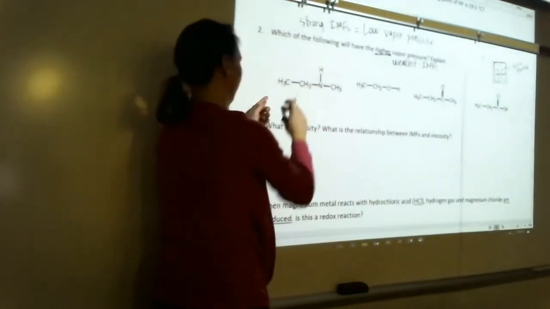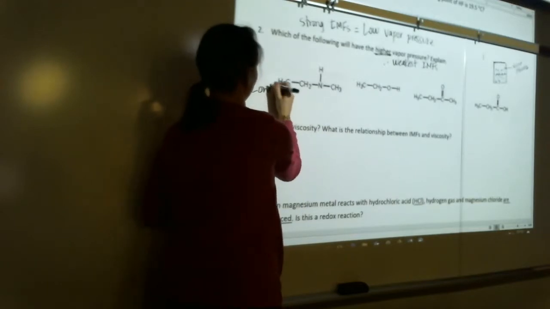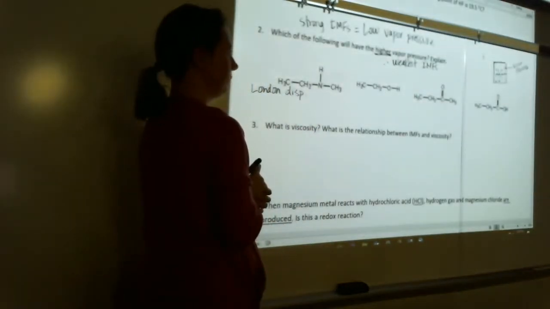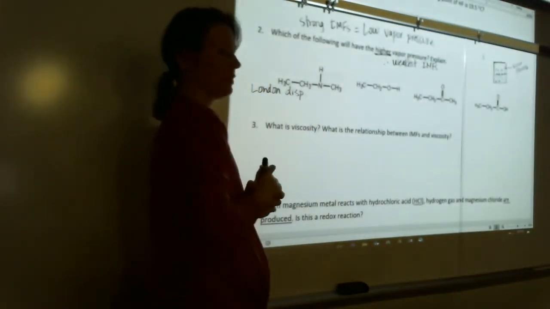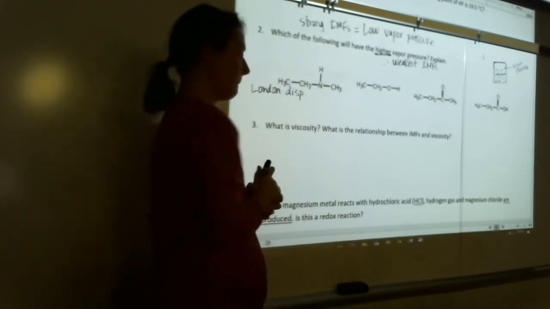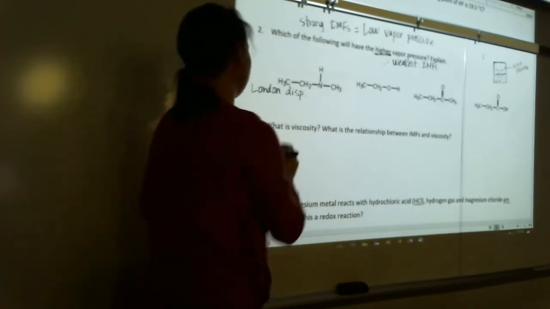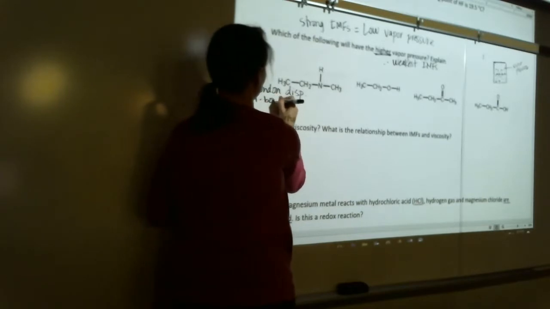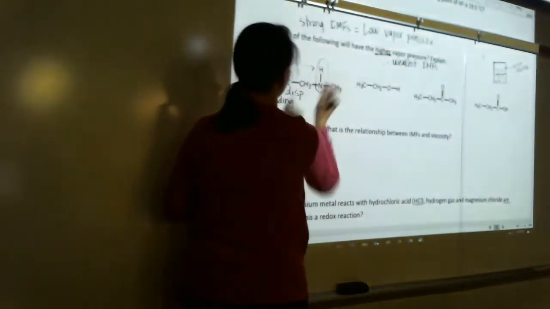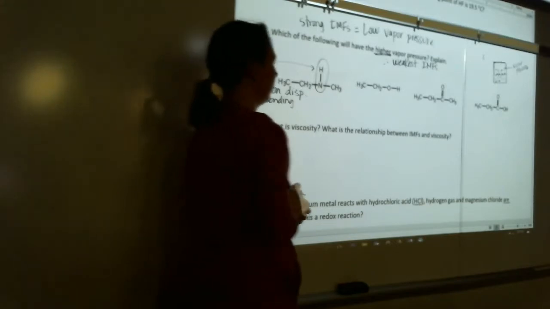What IMFs will this have? London dispersion, right? Anything else? There's another one. What's the other one? Hydrogen bonding, right. Where is it? Right, it's on this piece right here. All right, let's go to the next molecule.